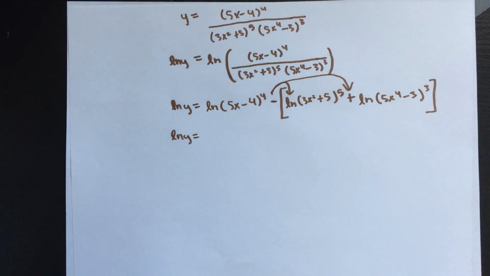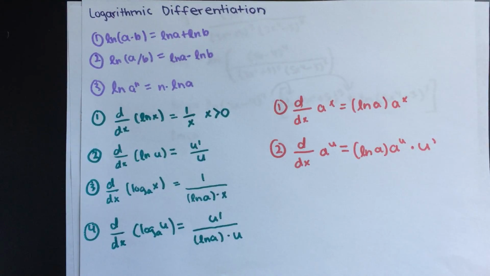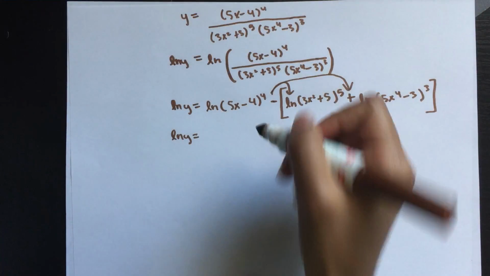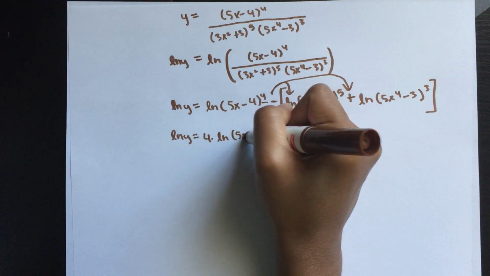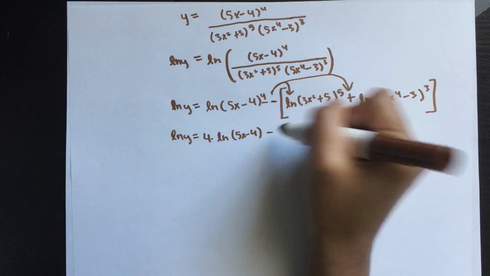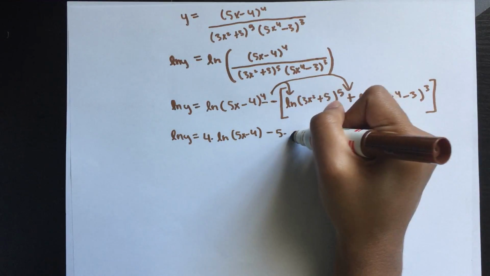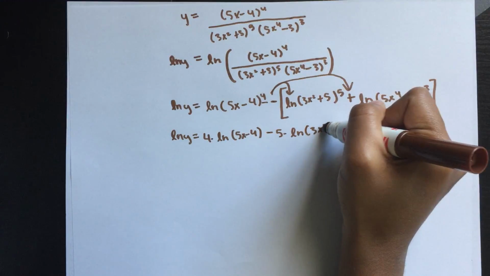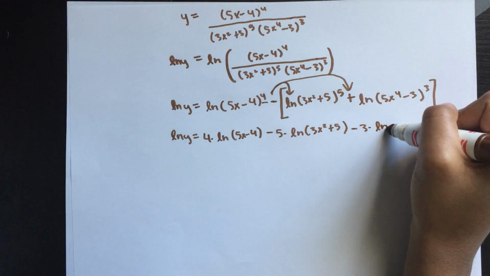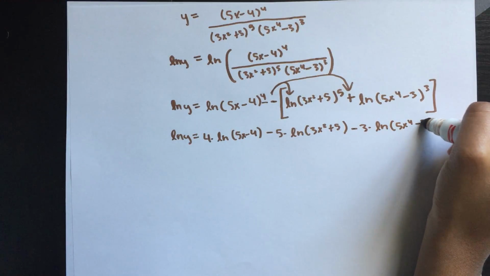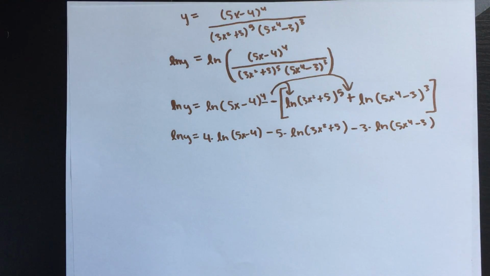And now we can apply the power rule, which is that the natural log of a to the n equals n times the natural log of a. So here n is 4, so it would be 4 times the natural log of 5x minus 4, minus 5 times the natural log of 3x squared plus 5, minus 3 times the natural log of 5x to the fourth minus 3. So now I've simplified it as best as I can with the log rules, so I'm going to go ahead and differentiate.